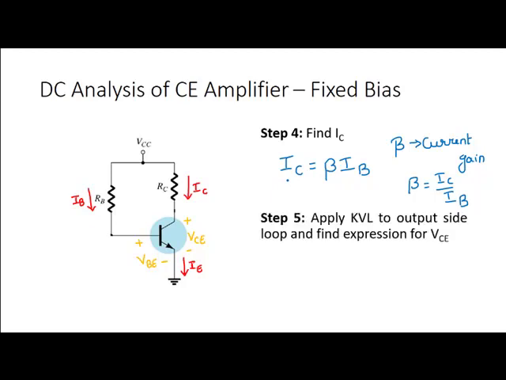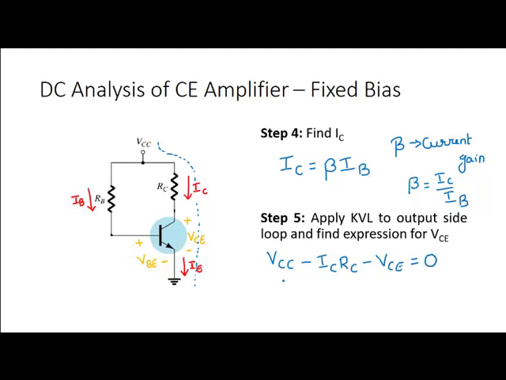In the next step, we will apply KVL to the output side loop and find the expression for the voltage VCE. The output side loop starts from VCC and goes all the way through resistor RC, through this voltage VCE to the common point. So let me apply KVL to the output side loop. The KVL expression is something like this: VCC minus ICRC. ICRC is the voltage drop across the resistor RC. So VCC minus ICRC, then we encounter the voltage VCE, so minus VCE is equal to 0.